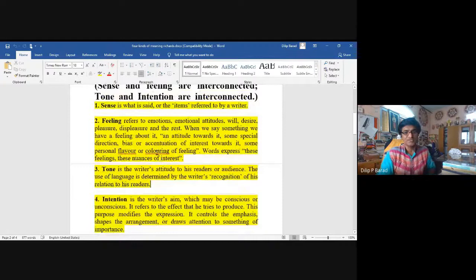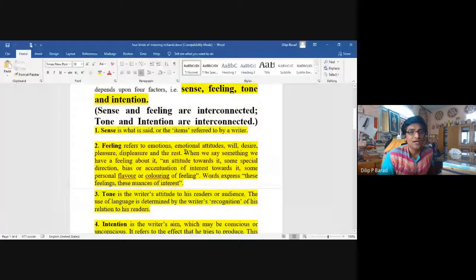Any question here in your mind about the four kinds of meaning which Richards is speaking about? Any question in your mind here?